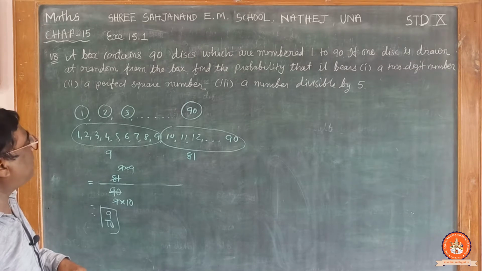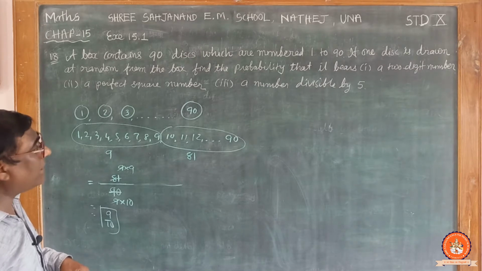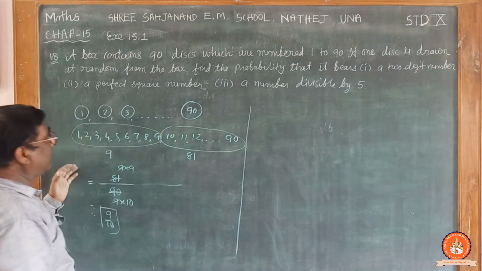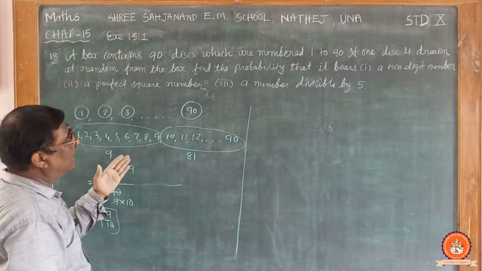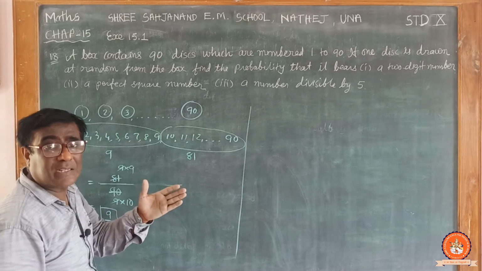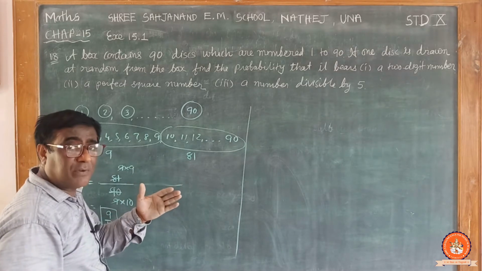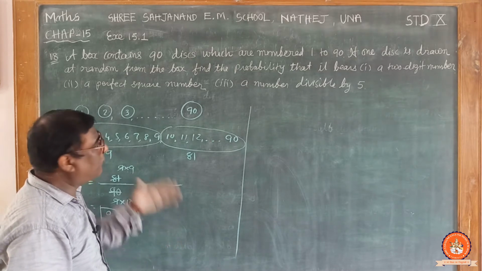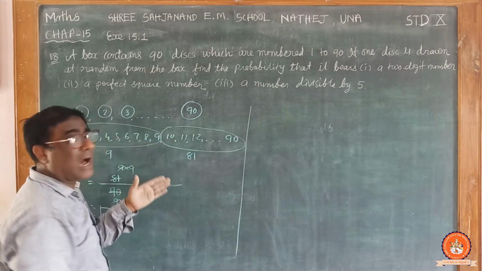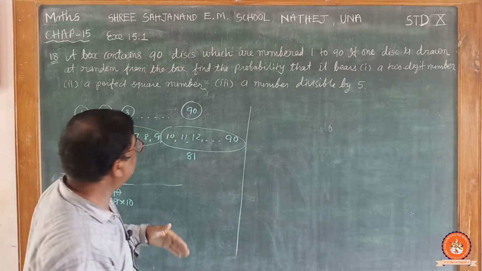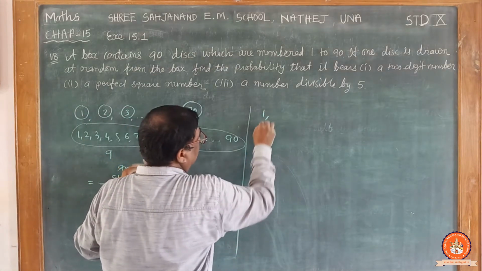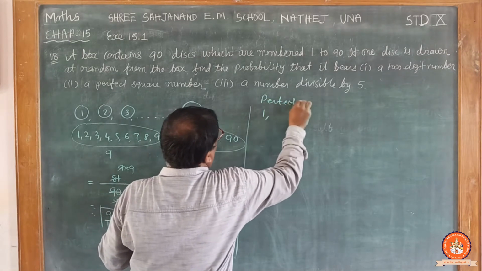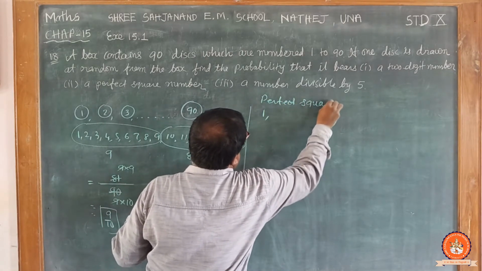Now, second one, a perfect square number. Okay, perfect square number. Now, from 1 to 90, which numbers are perfect squares? So, a perfect square number means a square of an integer. So, from 1 to 90, which numbers are the square of integers? It starts with 1, perfect square numbers.